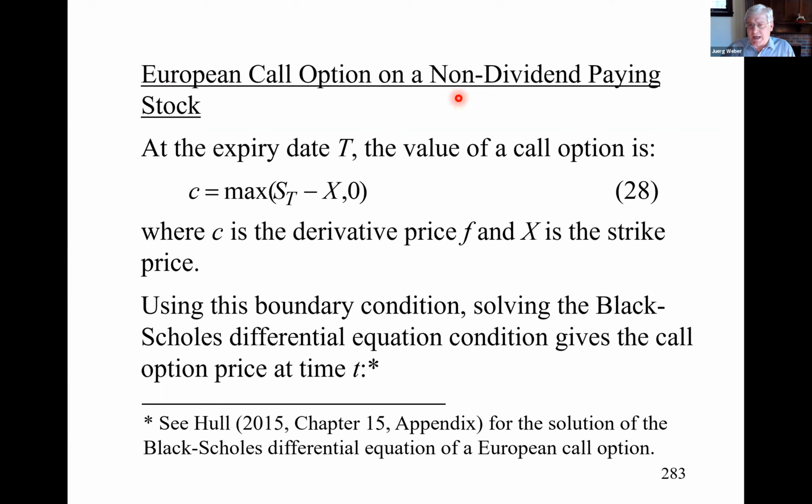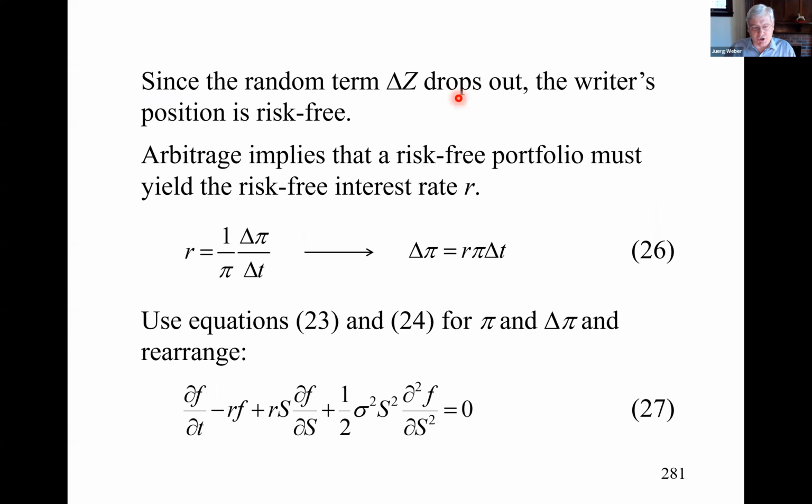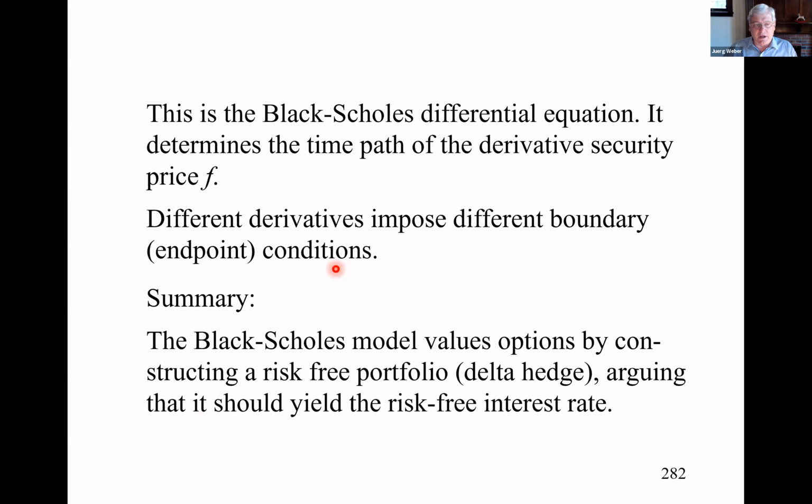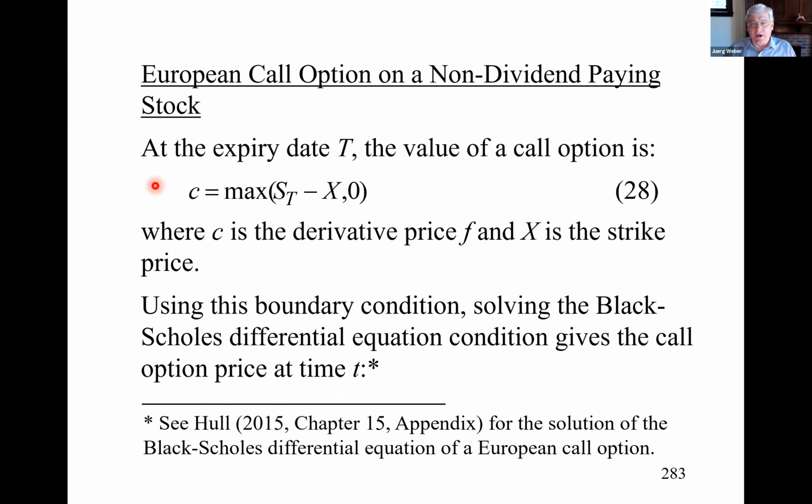So in the last lecture, we had the Black-Scholes differential equation. It determines the time path of the security. But to solve this differential equation, you need an endpoint condition. In finance, it's also called boundary conditions. Each different derivative will impose different endpoint conditions. So the endpoint condition for a European call option is this here.